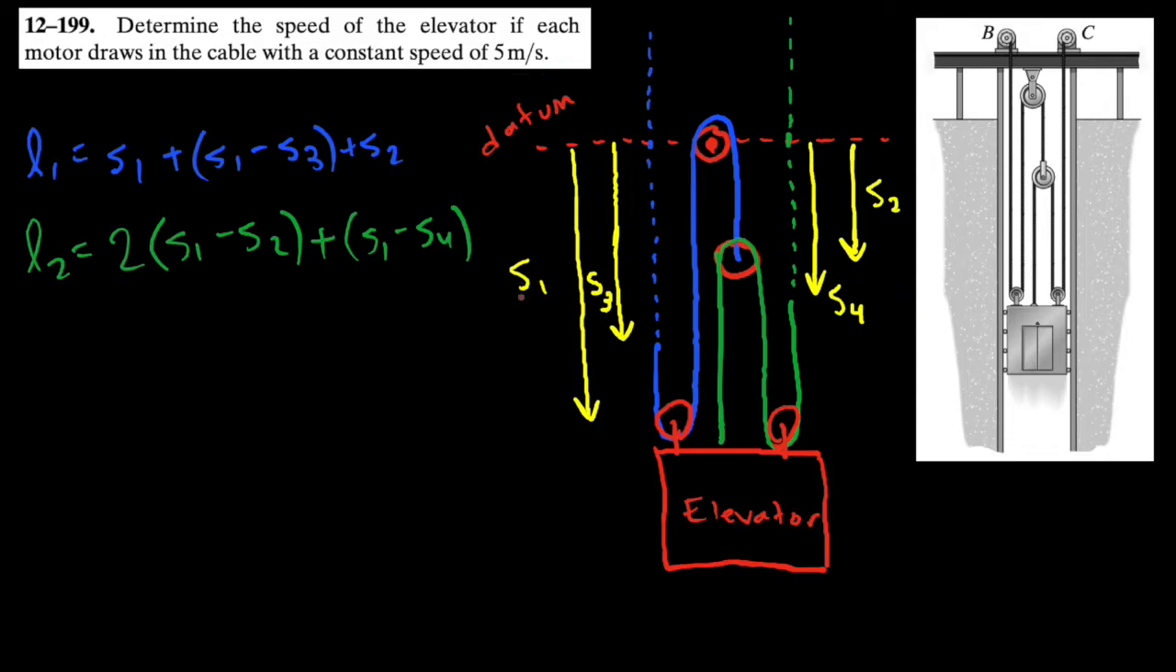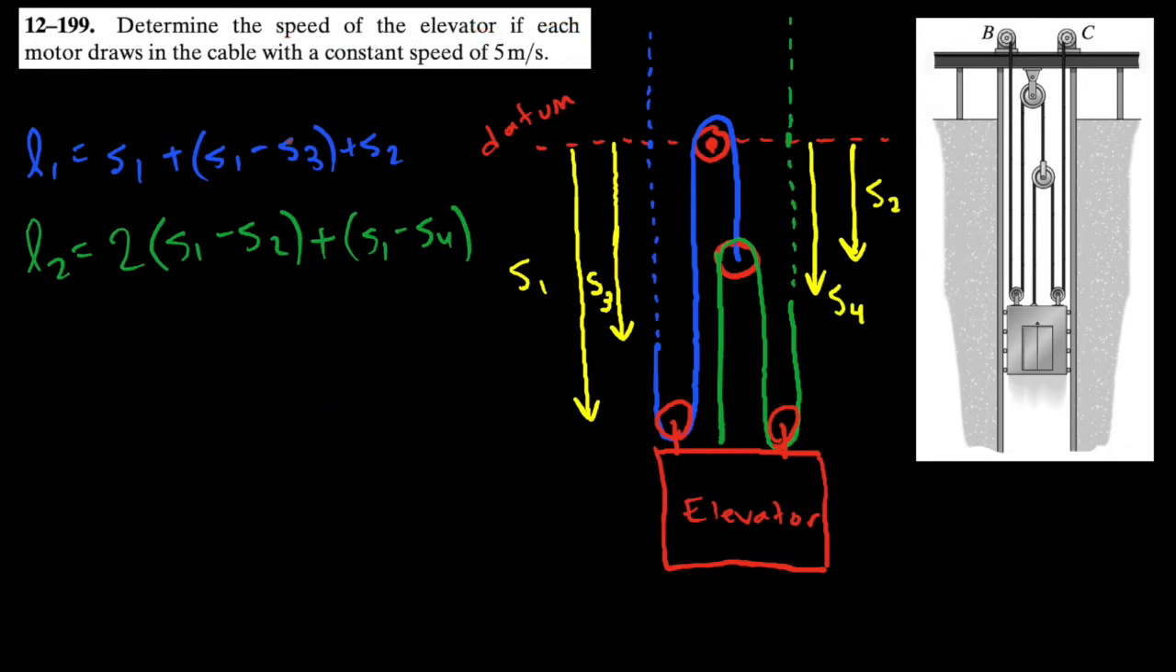But we do not know the derivative of s1 and the derivative of s2. Do we care about the derivative of s2? Maybe. Do we care about the derivative of s1? Most certainly. Why? Because the derivative of s1 tells us the velocity of the elevator, because s1 is connected to the elevator. And if we find its derivative, then we have found the velocity of the elevator, which in the problem literally says find the speed of the elevator. So now let's do that.